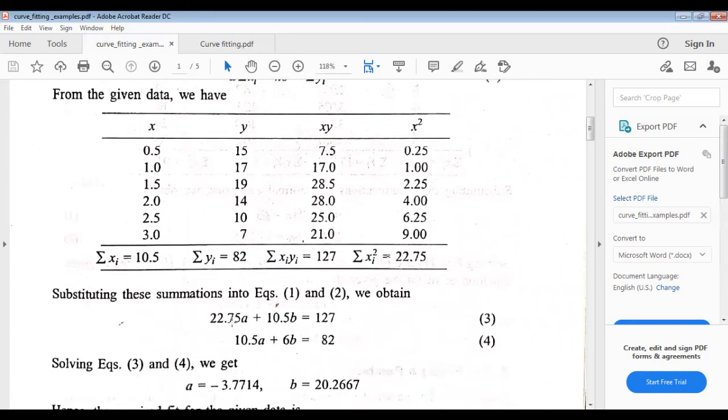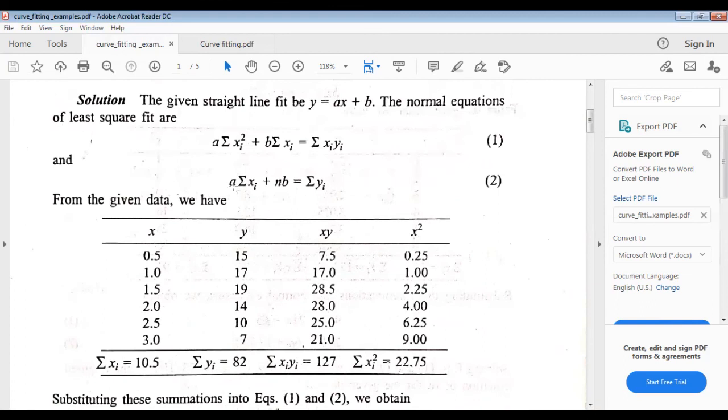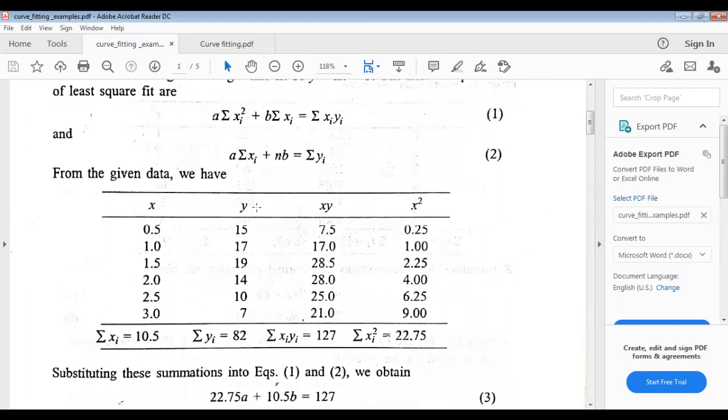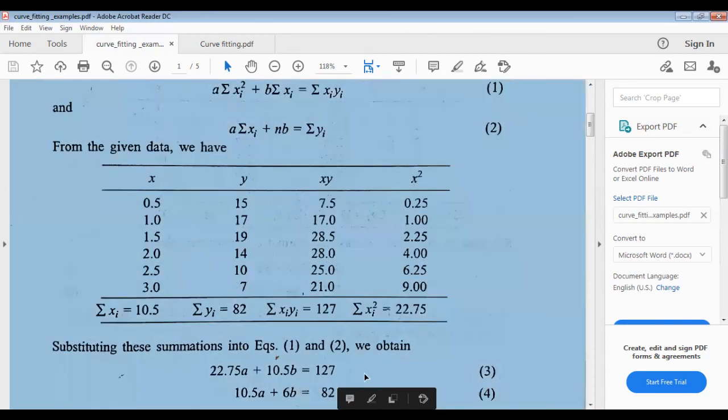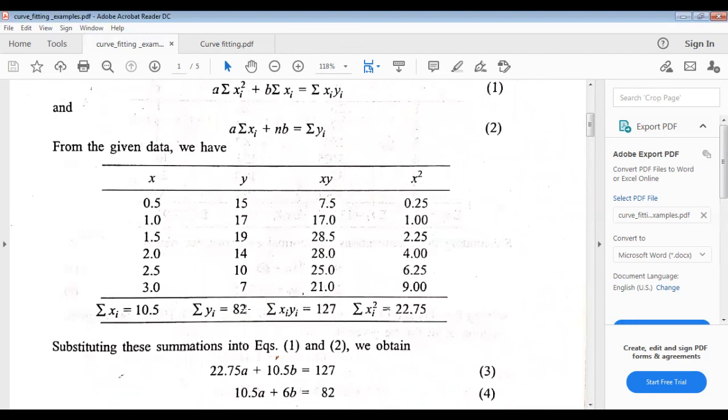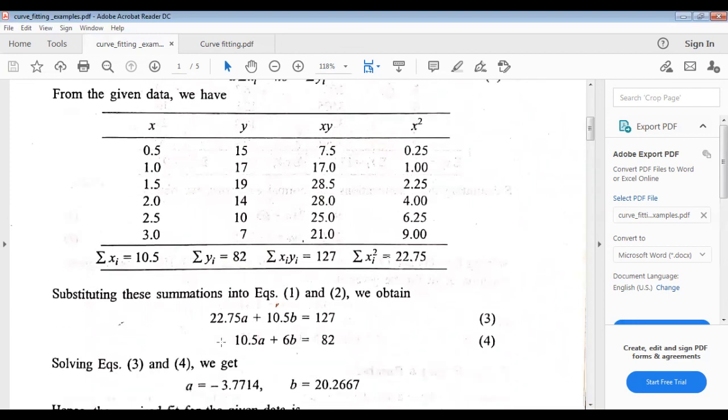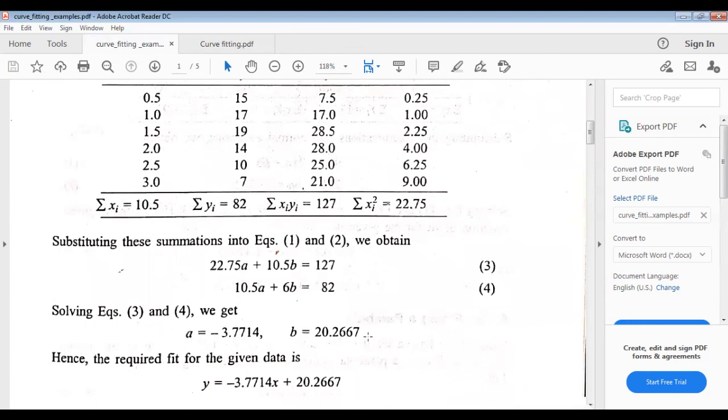and substitute these values in equations 1 and 2. We get 22.75a, which is sigma xi square into a, plus 10.5b, sigma xi into b, equal to 127, which is sigma xi yi. From the second equation, a into sigma xi is a into 10.5, plus nb; n is 6, so 6b equals sigma yi, and sigma yi is nothing but 82.